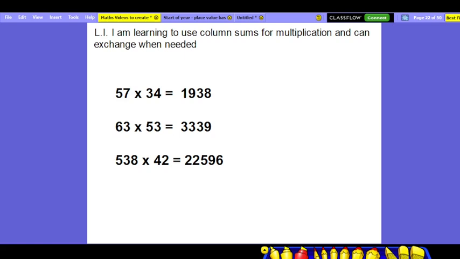But there you go. That is how to use column sums for multiplication, and you've also been looking at how to exchange or carry whenever you need to.